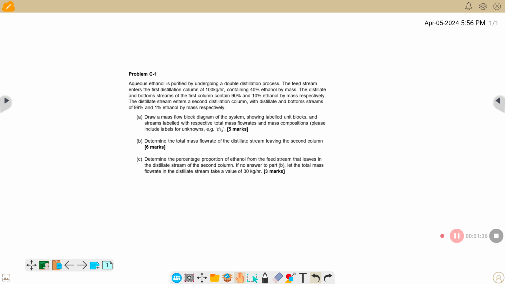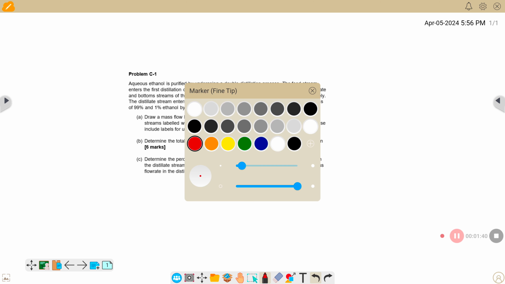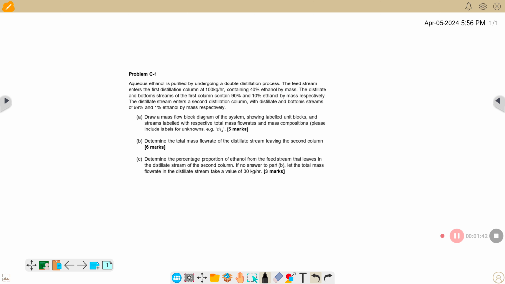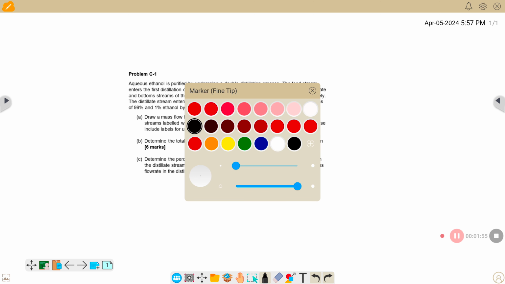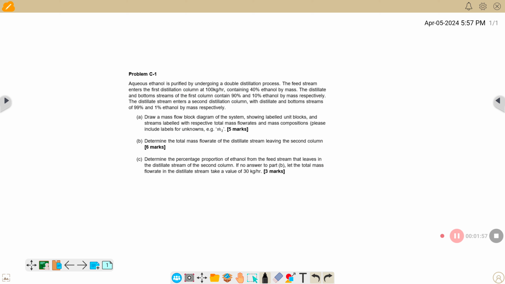It's quite a wordy question, and I made it wordy for a reason, just so it gives students an opportunity to translate and dissect what it's saying. So, aqueous ethanol. Let's go back there. Aqueous ethanol.